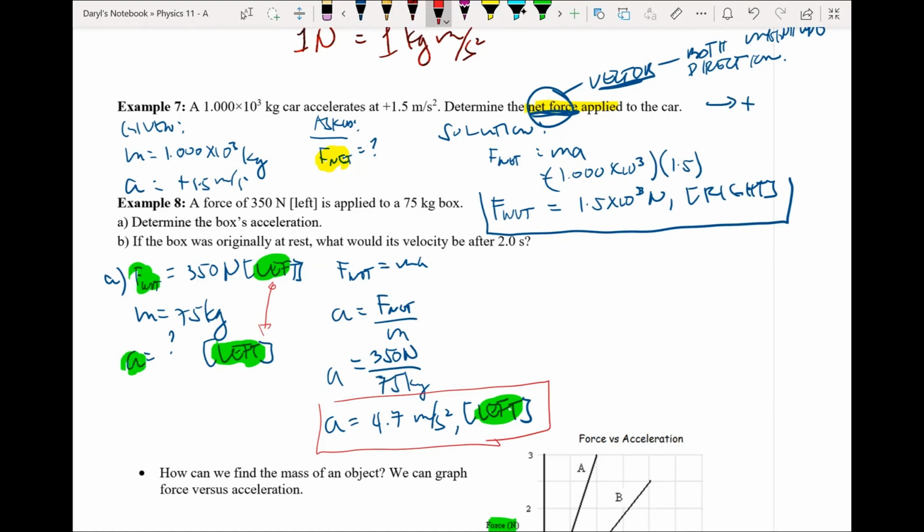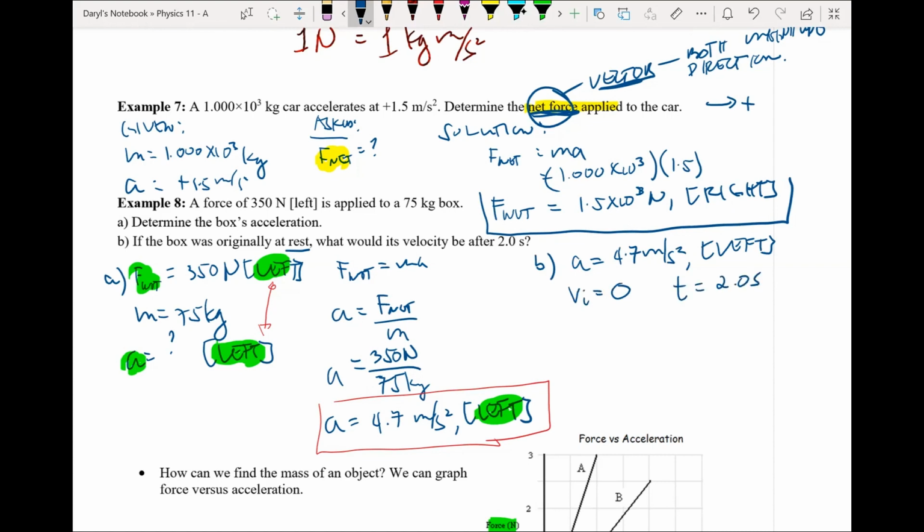So for the second question, this is where your learning in kinematics applies, because letter B is a kinematics question. If the box was originally at rest, what would be its velocity after 2 seconds? Well, you would assume that if the net force is constant, the acceleration is also constant. So that means 4.7 meters per second squared to the left. We're given that, okay? And it is originally at rest, so the initial velocity is 0. And we're given a time of 2.0 seconds.